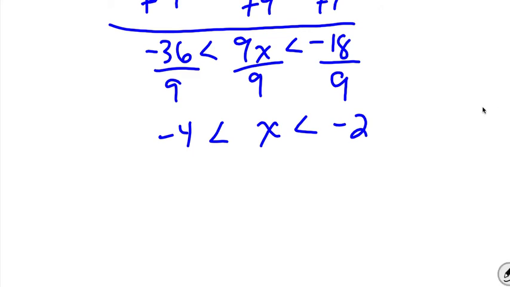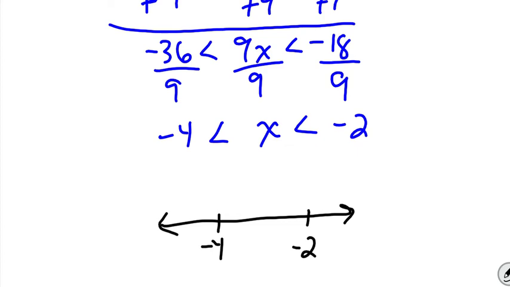So on our number line, I'm going to put my smaller number on the left. That's my negative 4. I'm going to put my bigger number on the right. That's my negative 2. And I'm ready to graph. So both of these are strictly less than, so that means they are open circles. And since it's an and inequality, I know I'm shading in between.